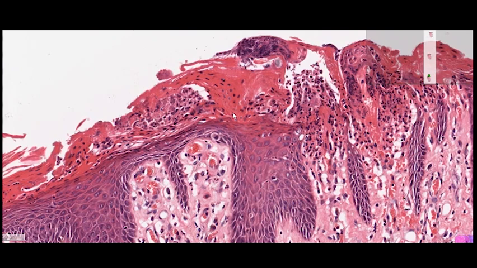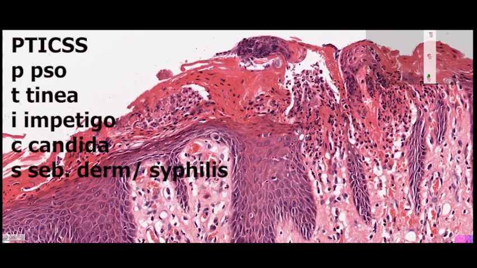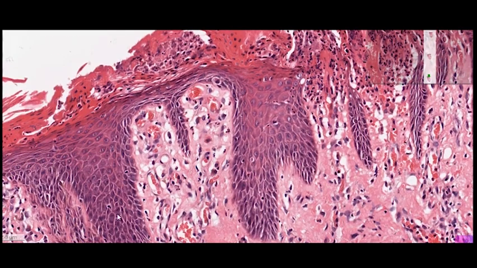My question for you, by the way: you'll find neutrophils in the stratum corneum in many dermatoses. They have an abbreviation called PTICS. P for psoriasis, T for tinea, I for impetigo, C for candida, S for seborrheic dermatitis, and the last one is S for syphilis. Okay. By the way, here in our slide, you can find spongiosis. There is a false belief that in psoriasis you will not find spongiosis. You can find spongiosis.